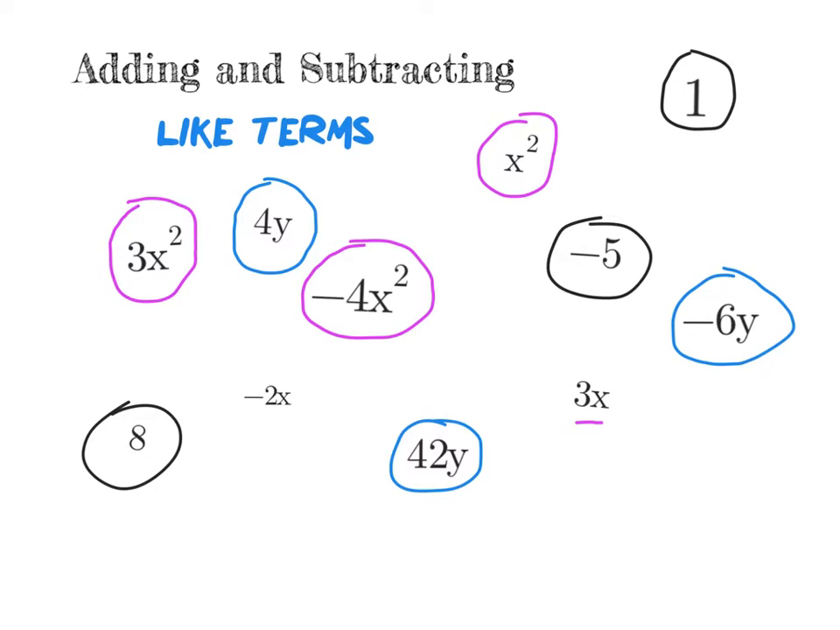So for example, 3x squared plus 8 just stays 3x squared plus 8. You cannot write 11x squared because there were only 3x squareds and a normal 8. Looking at 3x and minus 2x, they both have an x with no power, so they are like terms.